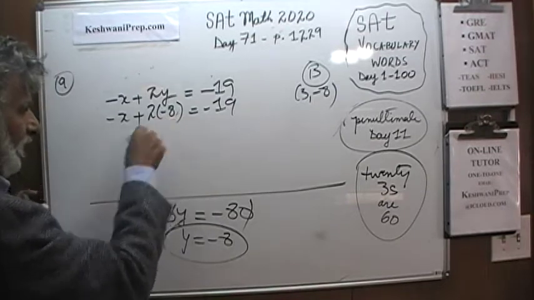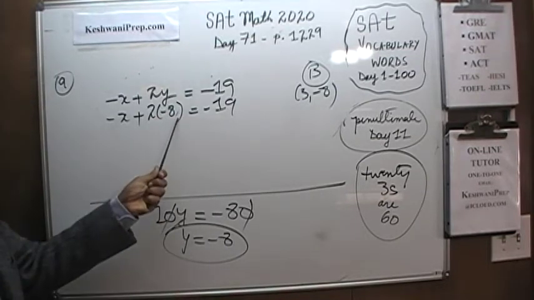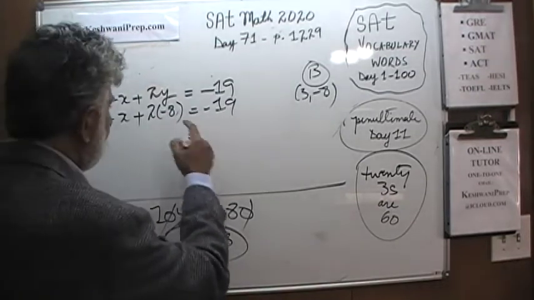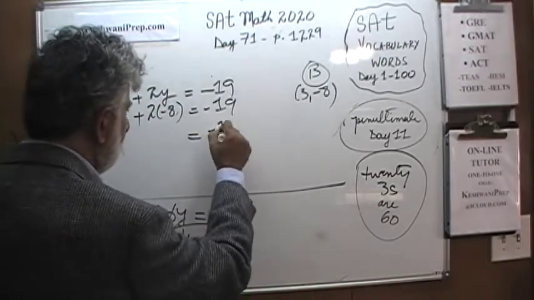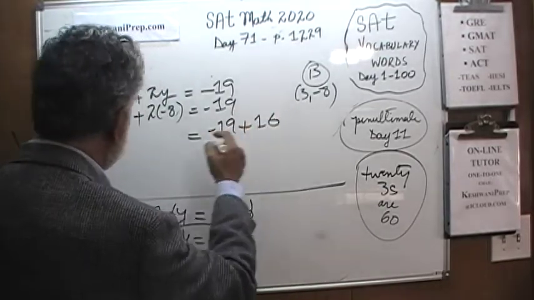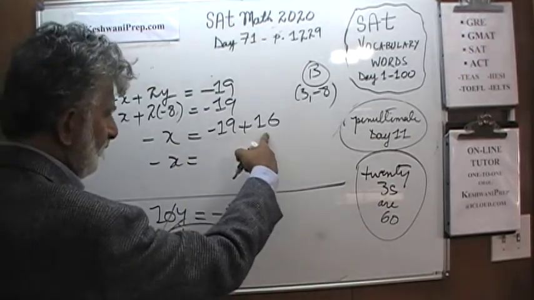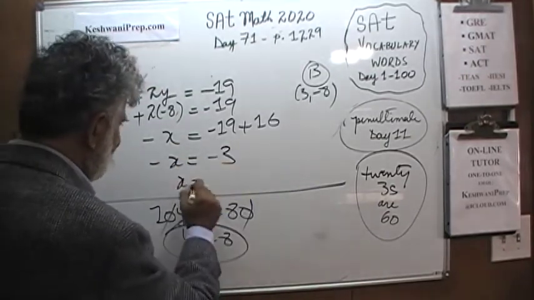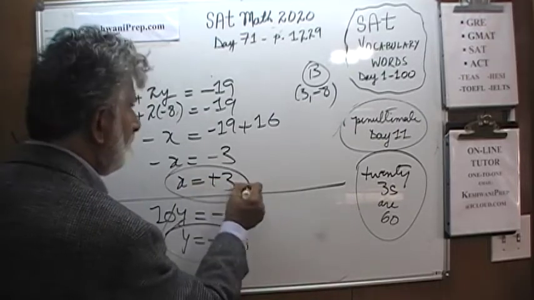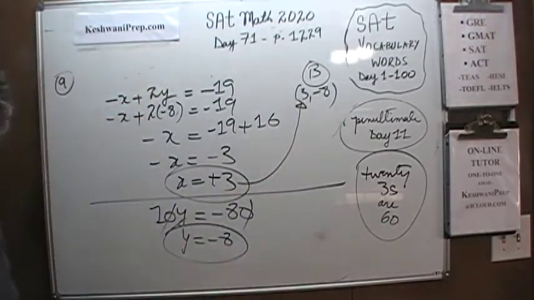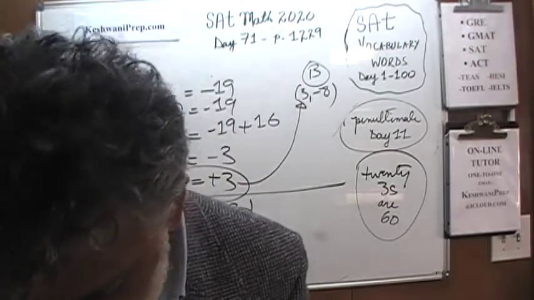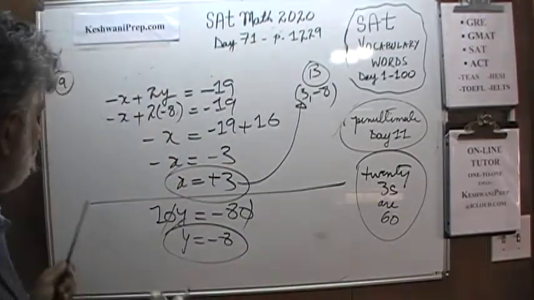2 times negative 8 is negative 16. When we bring negative 16 here, it's going to become positive 16, and that is equal to negative x. Negative x is equal to negative 19 plus 16, which gives us negative 3, which means x is equal to positive 3. Voila. It checks out.